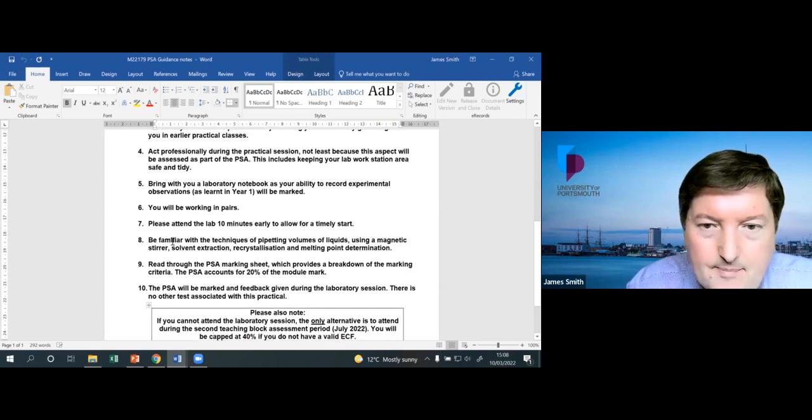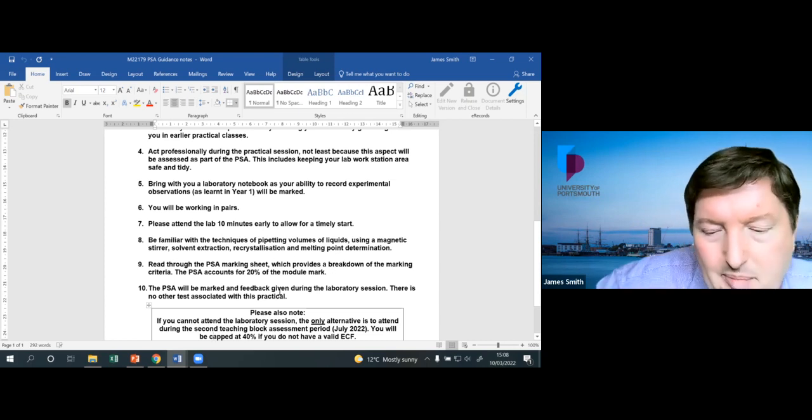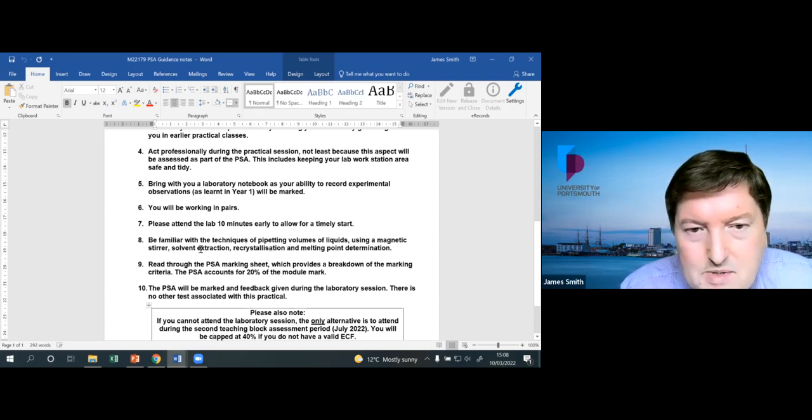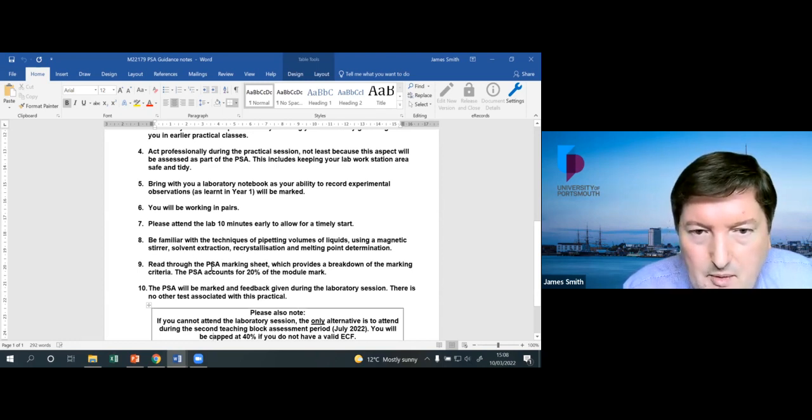Come 10 minutes early and be familiar with the techniques of pipetting liquids, using a magnetic stirrer, and solvent extraction. I'll say a bit about solvent extraction, but some of these other ones, like recrystallization and melting points, be a bit familiar with that before you come into the lab. You can just Google that and have a look on YouTube perhaps, and familiarize yourself if you're not that familiar with those techniques. You will learn them if you don't know them already. But read through the marking sheet. We'll do that in a minute.